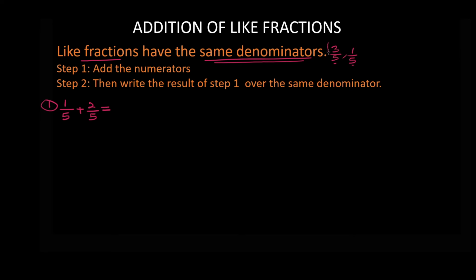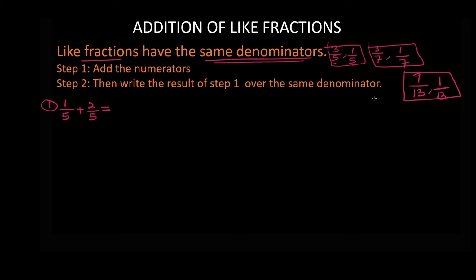So these are like fractions. What about 3 over 7 and 1 over 7? These are also like fractions because they have the same denominator. 9 over 13, 1 over 13. They are also like fractions because they have the same denominator.